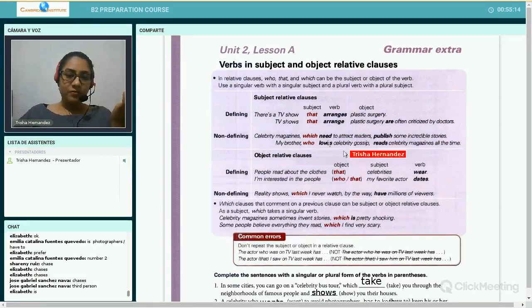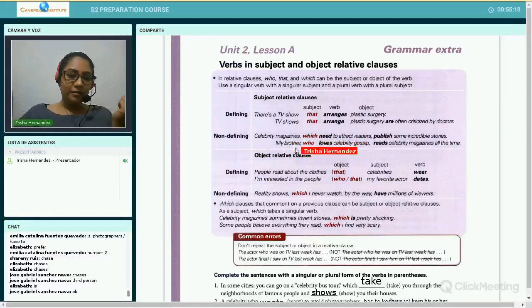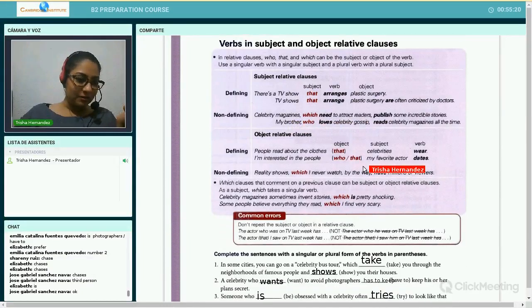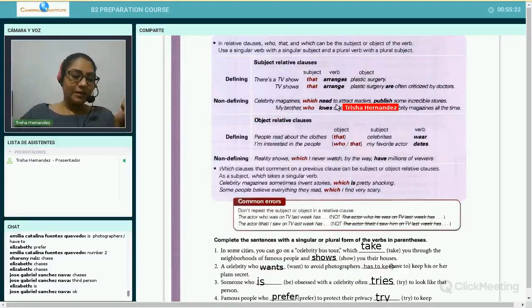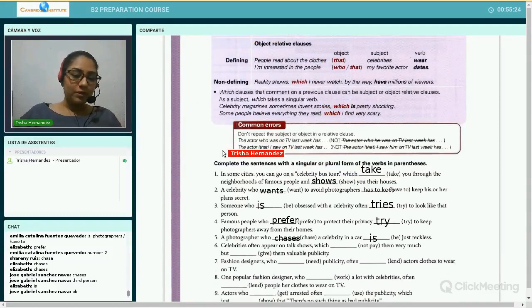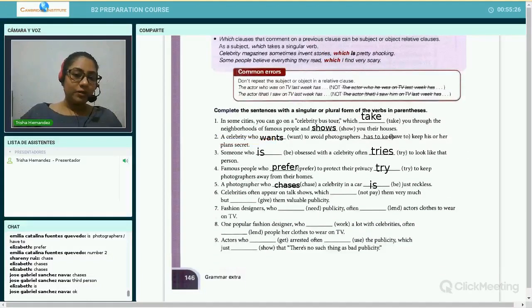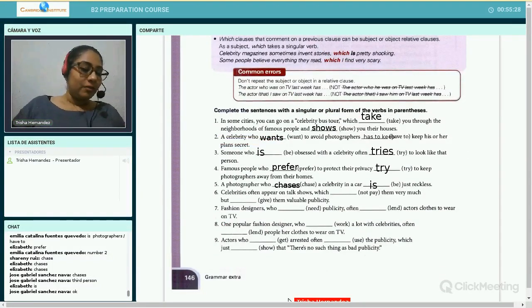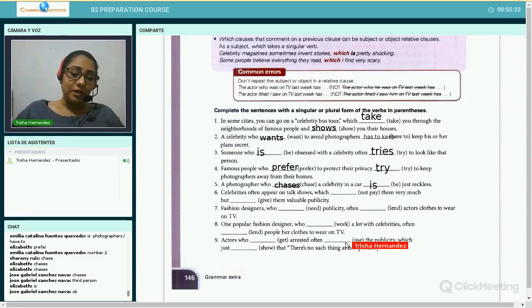You see love, read, need, publish. When it's non-defining, we have them like this. You see? We're basing on this one. I know that the rule, a basic rule for the simple present, is that third persons always get the S. But in this case, it's marked like that because we are following a certain structure.